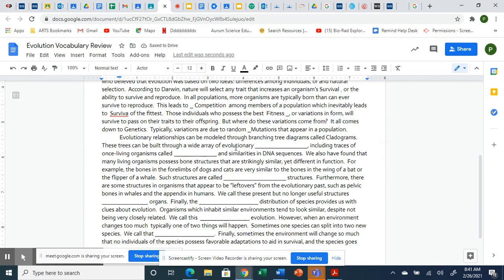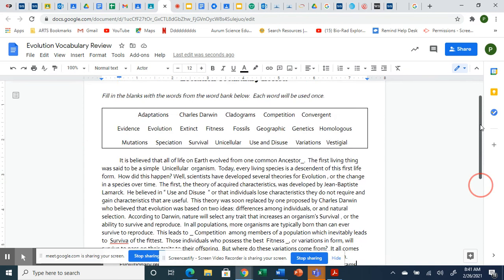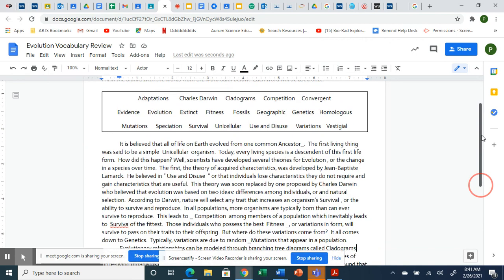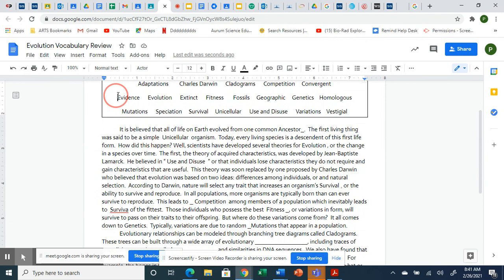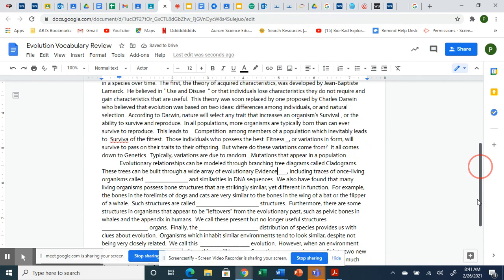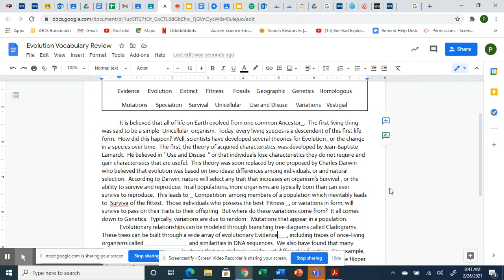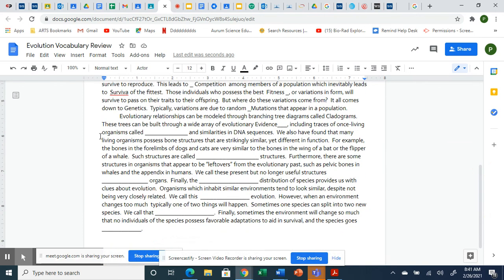These trees can be built through a wide array of evolutionary evidence, including traces of once lived organisms, vestigial, with similarities in DNA.